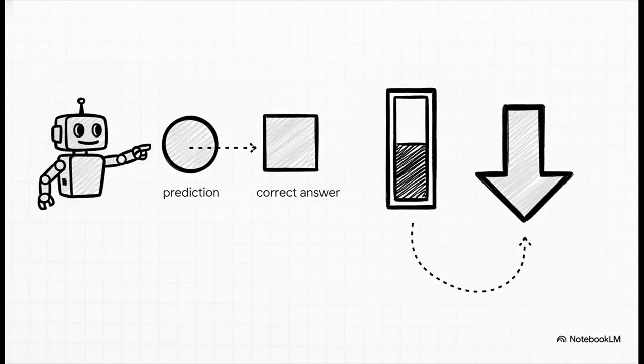So here's the crucial part. The model makes a prediction, it checks it against the answer key, and then it measures how wrong it was. In machine learning, that measure of wrongness is called a loss function. The entire goal of the training process is just to tweak and adjust itself relentlessly to get that loss score as close to zero as humanly, or I guess machinely, possible.